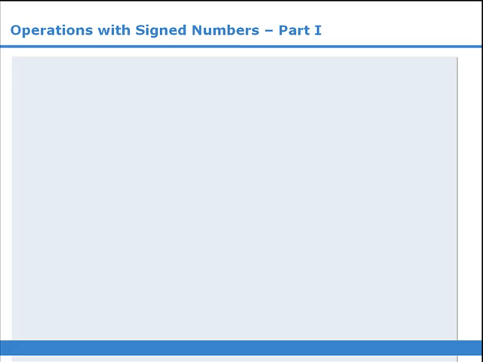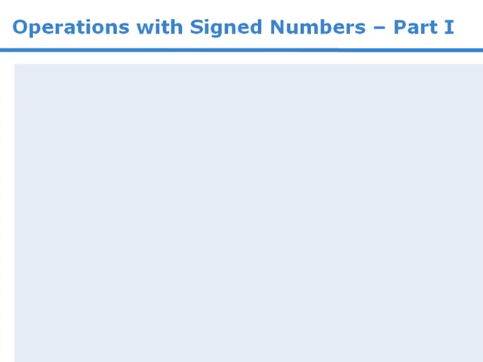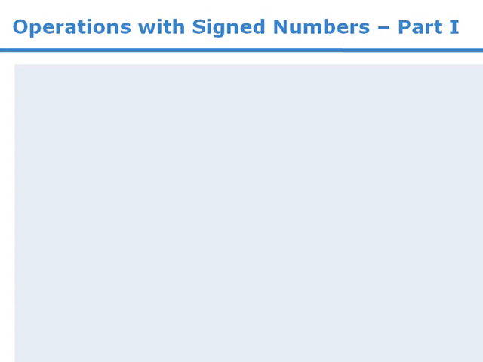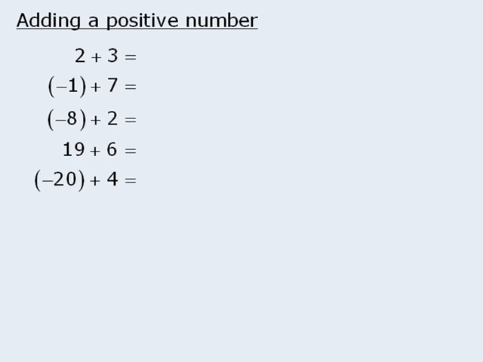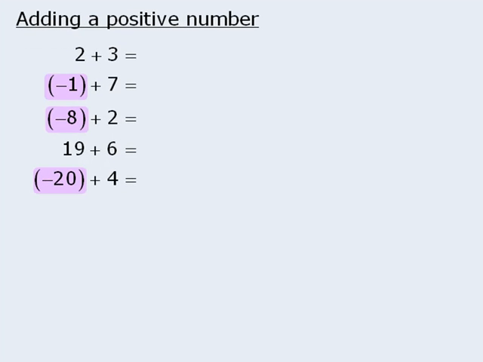In this lesson, we will learn how to perform addition and subtraction on signed numbers. By signed numbers, I mean positive and negative numbers. So let's begin with adding a positive number to a number. Now please note that we typically place brackets around negative numbers to avoid confusing the negative symbol for subtraction. Conversely, if a number does not have a sign, then the number is assumed to be positive.